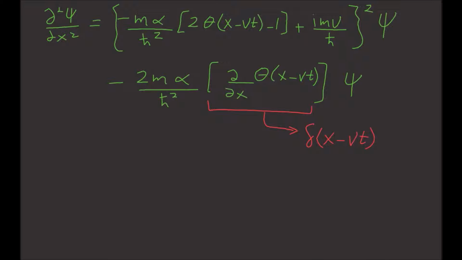Alright, so now let's simplify this a little bit further. So we have minus h bar squared divided by 2m times the second derivative of psi with respect to x, minus alpha times the delta function x minus vt times psi.